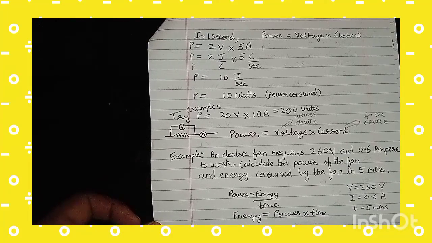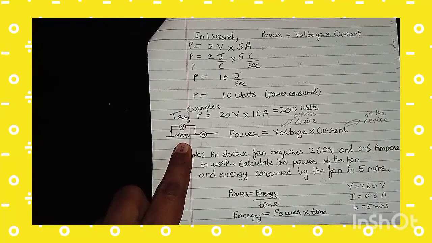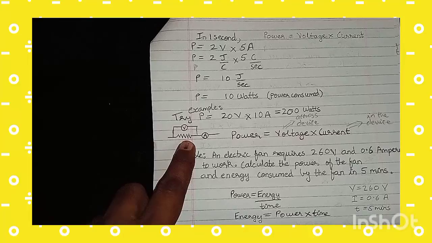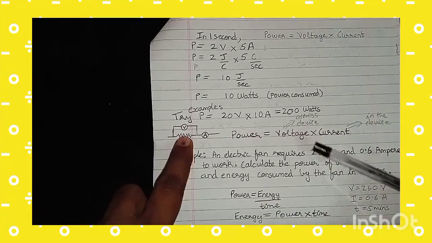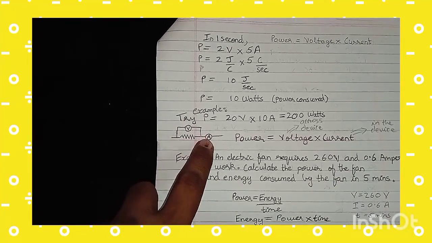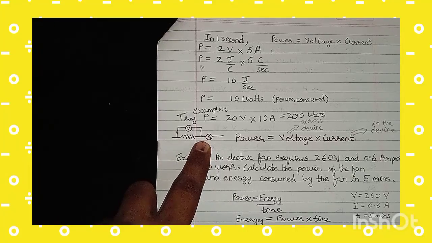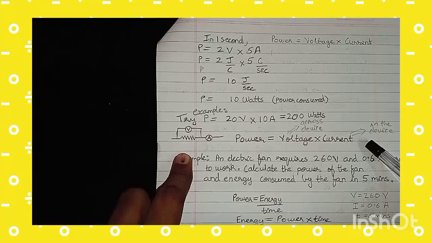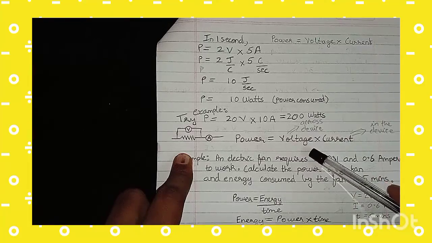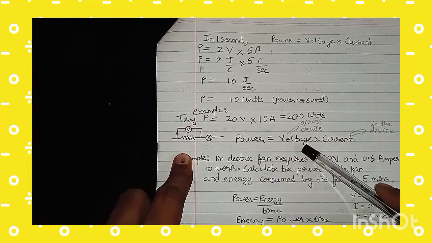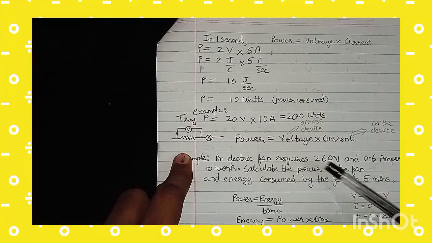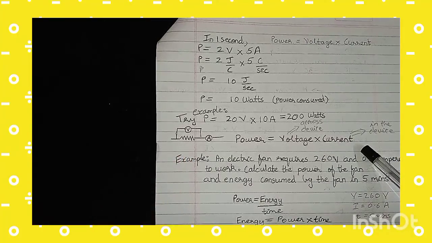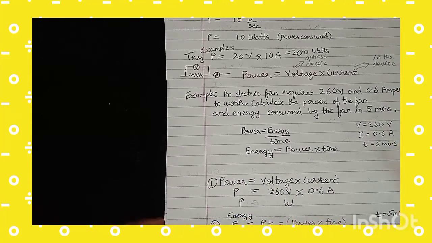Okay, one concept you need to understand. For example, if this is the resistance, voltage is always across the device, and current is calculated in amperes. So current is always in the device. So you need to memorize this concept. Power is equal to voltage into current, where voltage is across the device and current is in the device. Okay, now we will go for another problem.